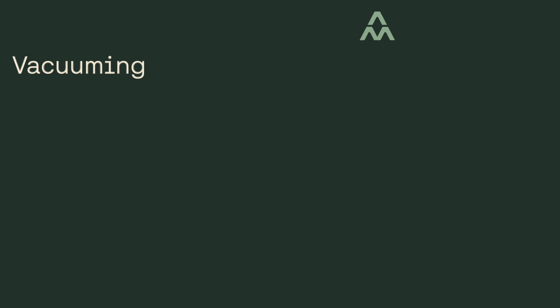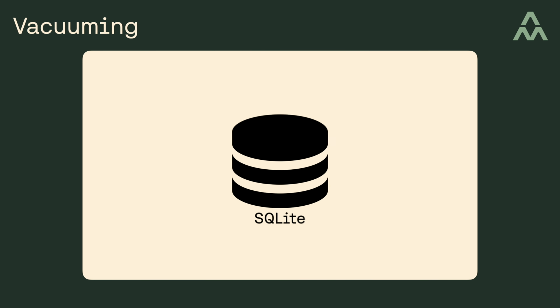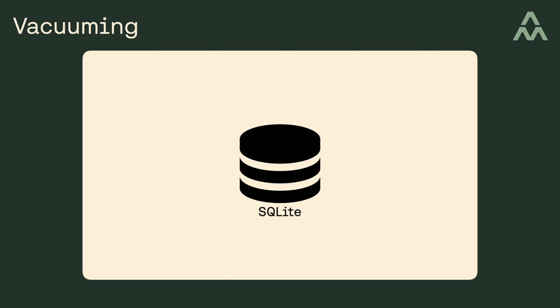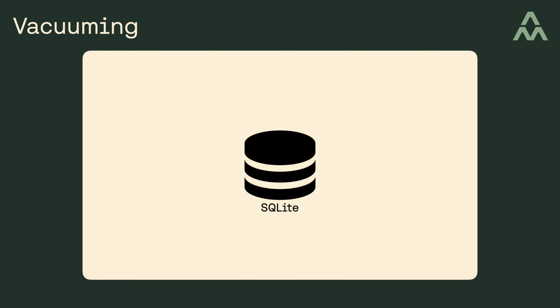SQLite databases automatically grow in size as needed, which probably seems pretty obvious and intuitive. But what isn't so obvious is how SQLite databases shrink in size when you delete things. Let me give you an example of what happens when you delete things in SQLite.